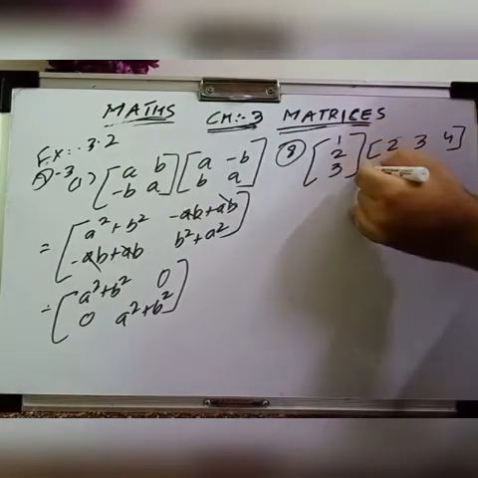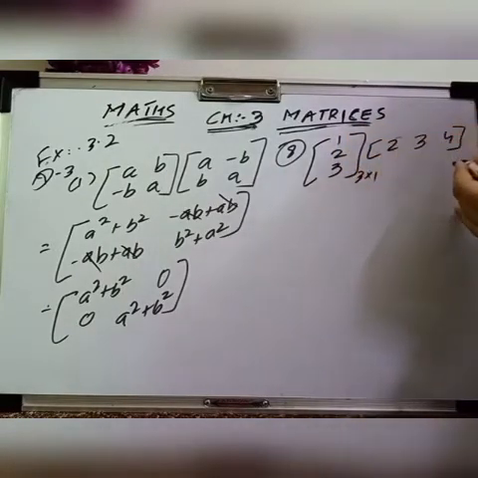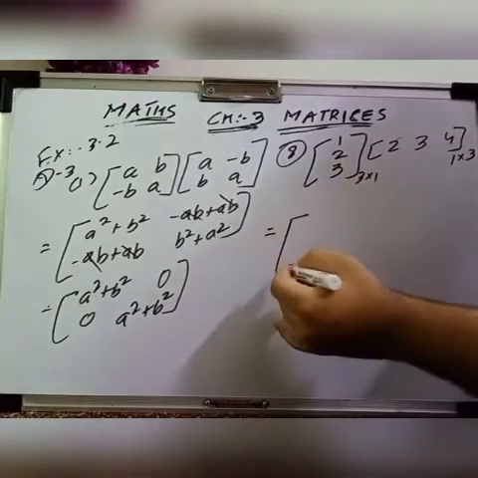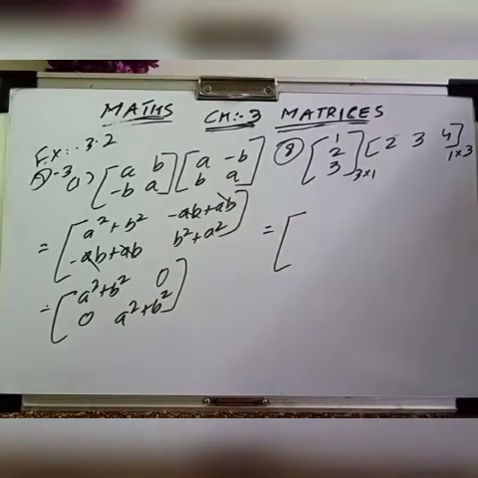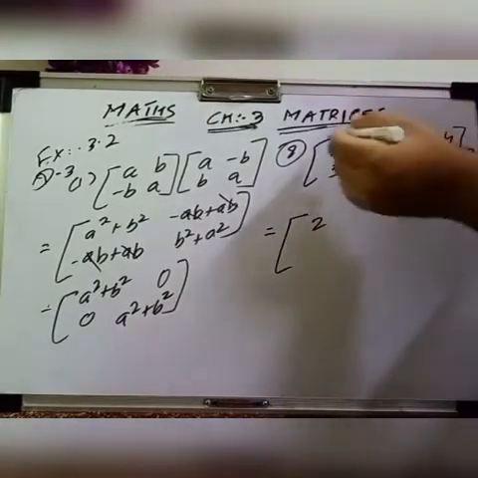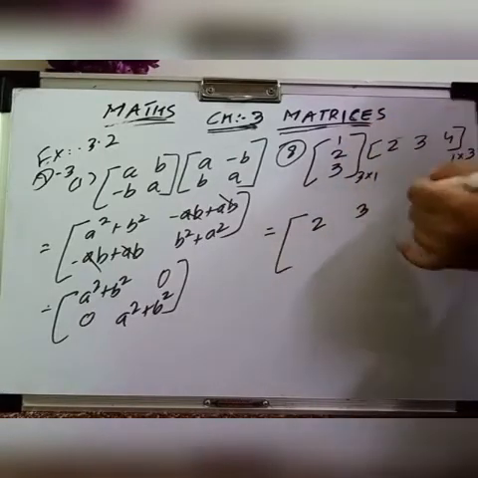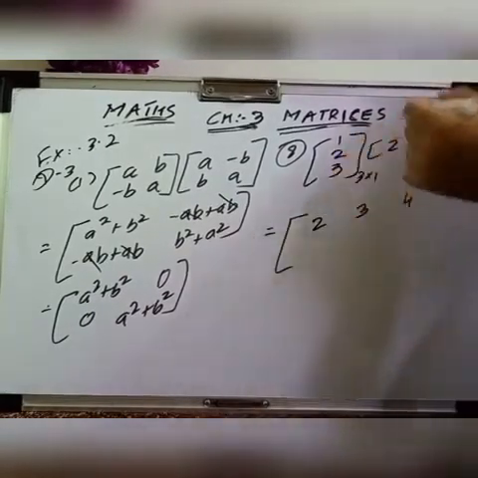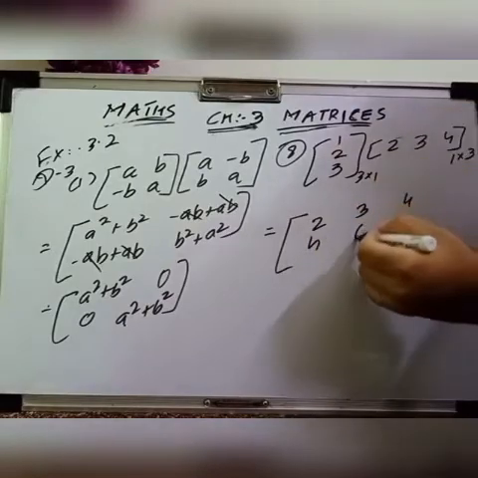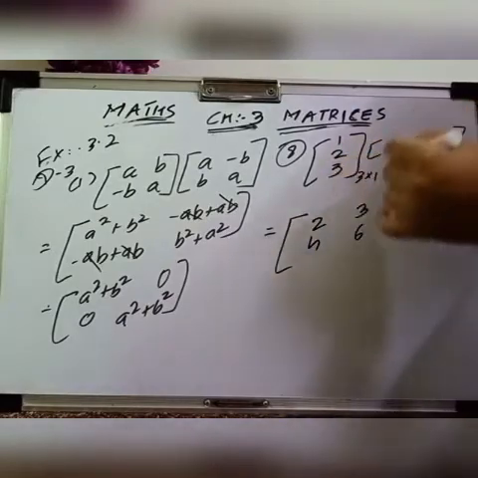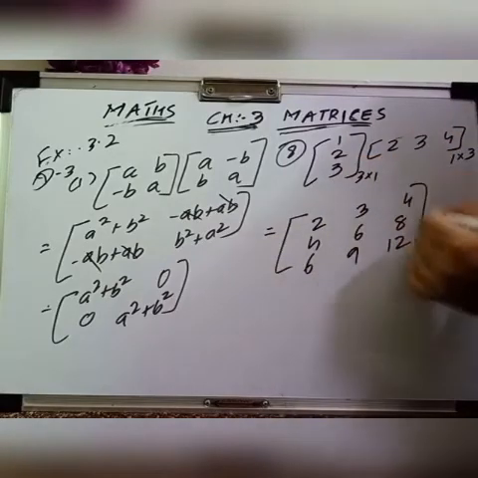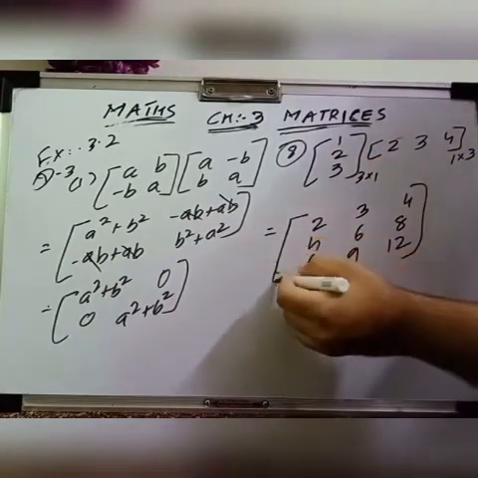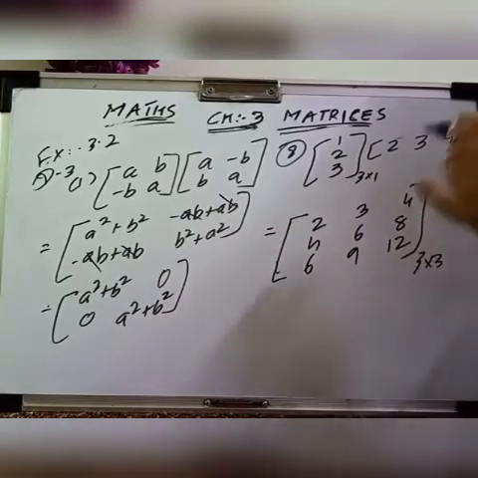This is 3 cross 1, whereas this is 1 cross 3. Therefore the resultant will be a 3 cross 3 matrix. Right. Row column 2 ones are 2, row column 3 ones are 3, row column 1 4s are 4, 2 2s are 4, 2 3s are 6, 2 4s are 8, 3 2s are 6, 3 3s are 9, 3 4s are 12. So this is our resultant matrix 3 cross 3.